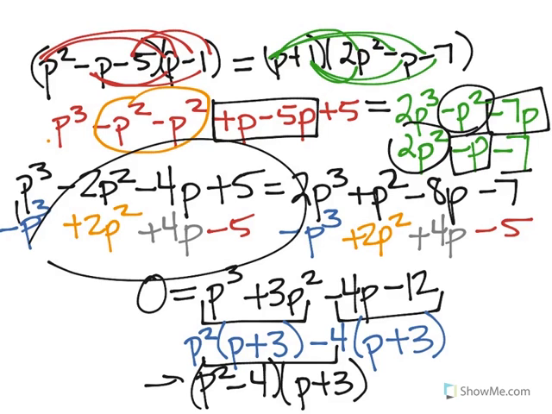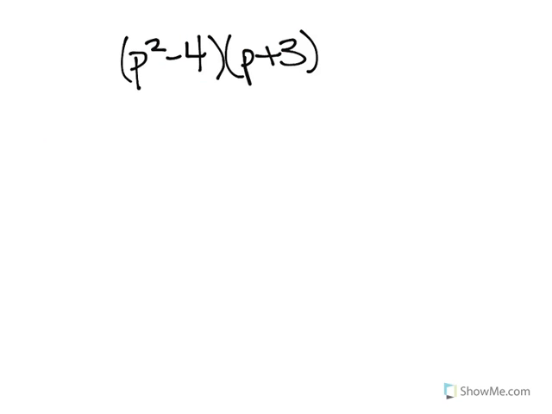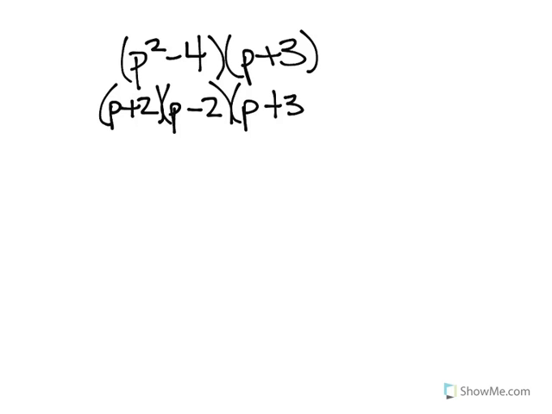Now we're not done because this is the difference of squares, so we can actually get one more answer. And if you remember your difference of squares rules, you get the square root of p squared, which is p. Square root of 4 is 2. And you have to have your opposite signs, so plus and minus. And then we have p plus 3. So we have three factors here.